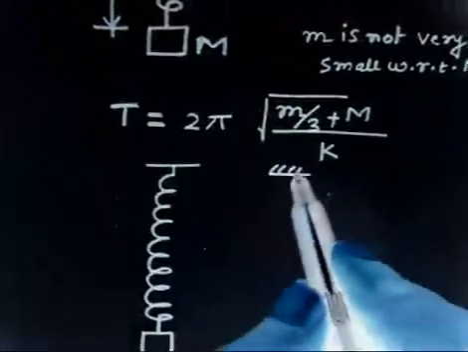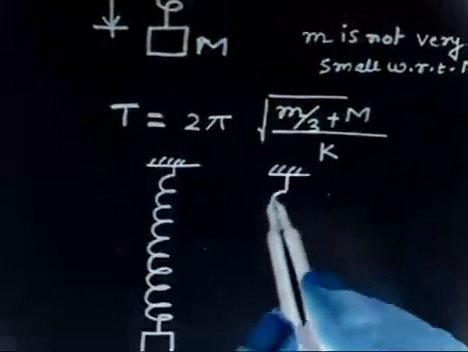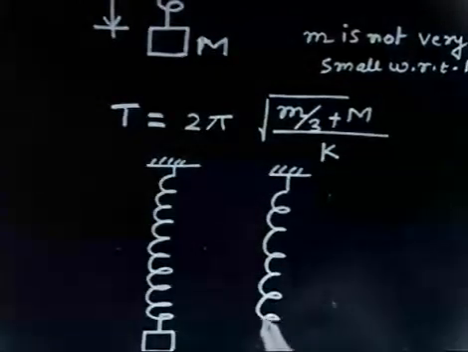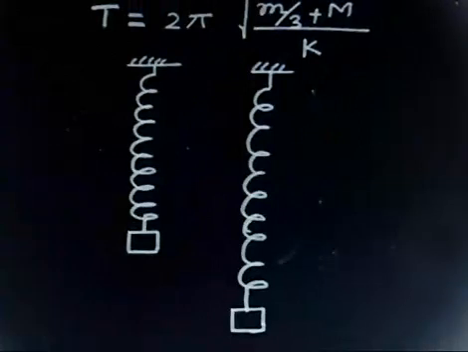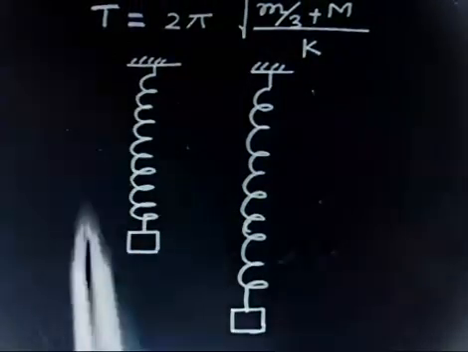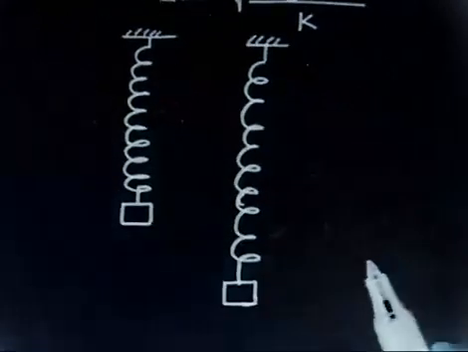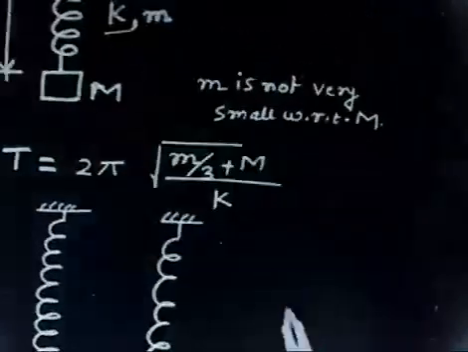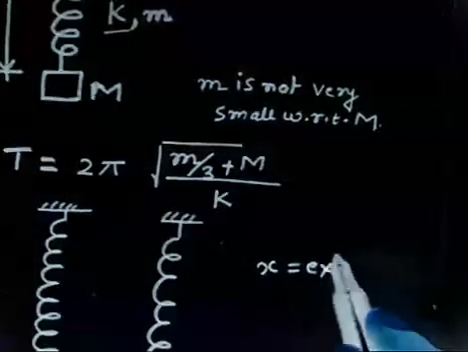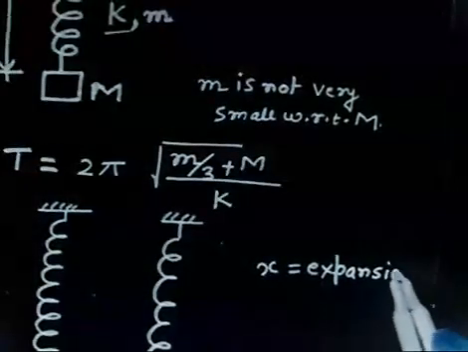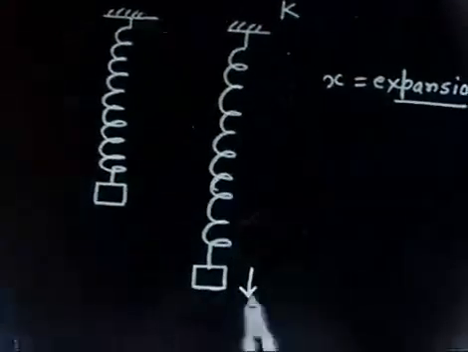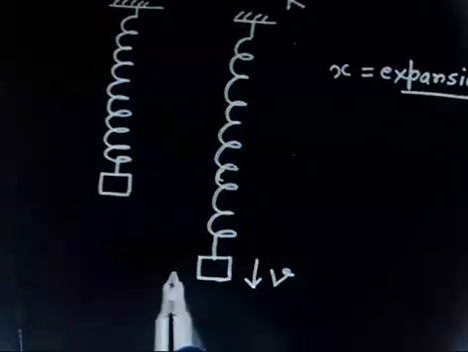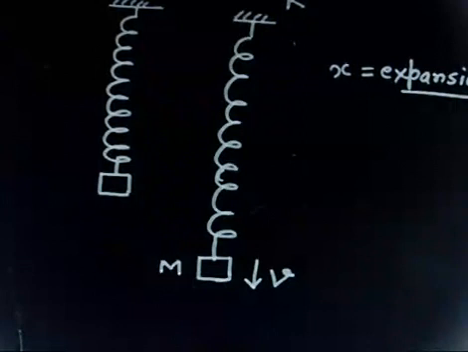So let me make, at any other point of time this spring is just stretched. Now let us say the spring looks something like this when the spring is stretched by distance x. So this is the natural length. Now this time the spring is stretched by x. So x is the expansion in this case. Expansion of the spring is x, that is given to you. Now at this point of time this block is going with velocity v in the downward direction. So the capital mass M is going in the downward direction with velocity v.